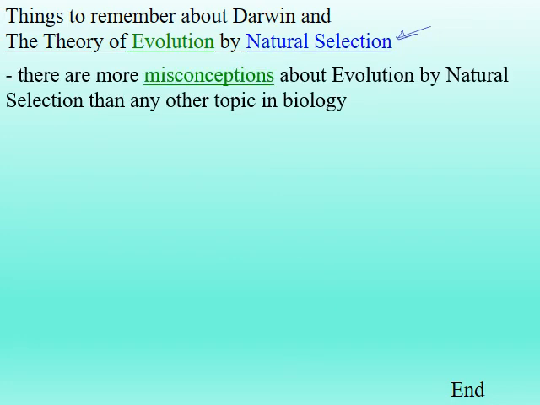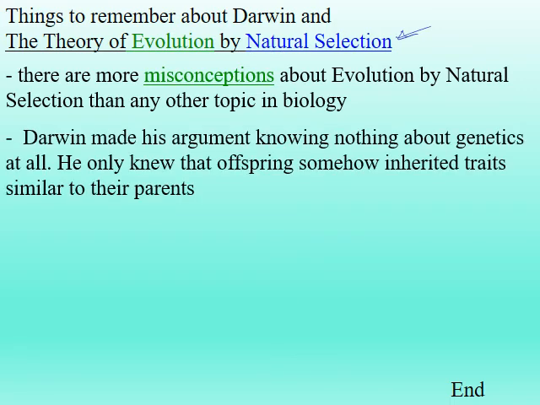And there's more misconceptions about evolution by natural selection than any other topic in biology. People think, oh, Darwin came up with the idea of evolution. No, he didn't come up with the idea. It was around before him. And secondly, evolution can work by other means besides natural selection. It's just that natural selection explains evolution in nature.